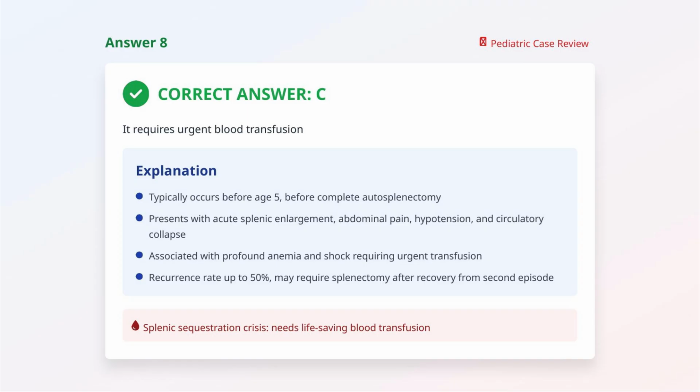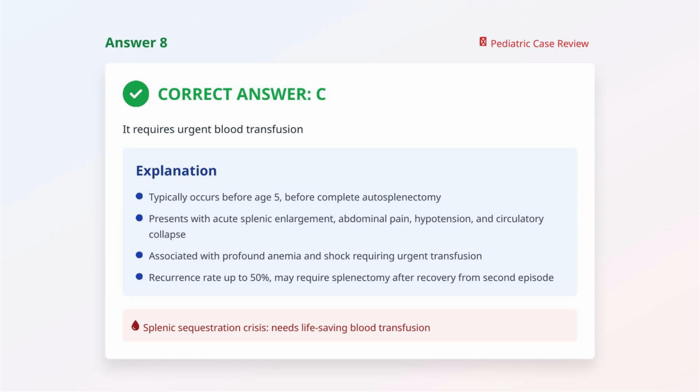Splenic sequestration crisis requires urgent blood transfusion. This life-threatening complication typically occurs before age 5, before complete autosplenectomy. It presents with acute splenic enlargement, abdominal pain, hypotension, not hypertension as stated in option B, and circulatory collapse. The condition is associated with profound anemia and shock requiring urgent transfusion, not elevated hemoglobin levels as stated in option D. The recurrence rate is up to 50%, and splenectomy may be required after recovery from a second episode.